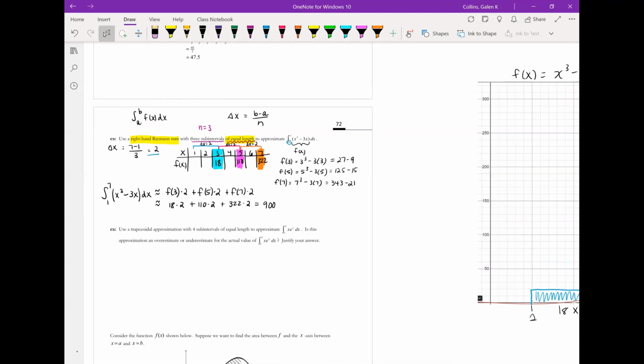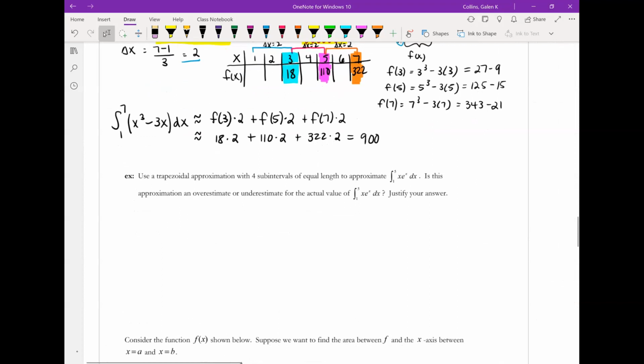All right, in the next example, again, we're going to try to do this without a graph, but I think it might help to go back to the graph to look at it. So use a trapezoidal approximation with 4 subintervals of equal length to approximate the definite integral of x e to the x from 1 to 5. Is this an over or underestimate of the actual value? So let's answer that question before we look at the graph.